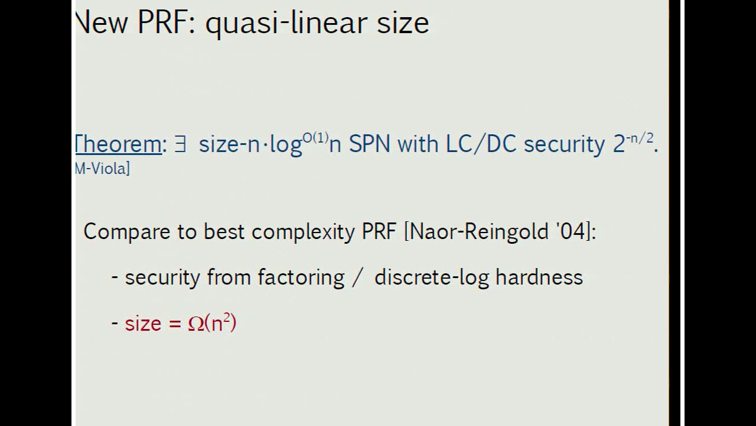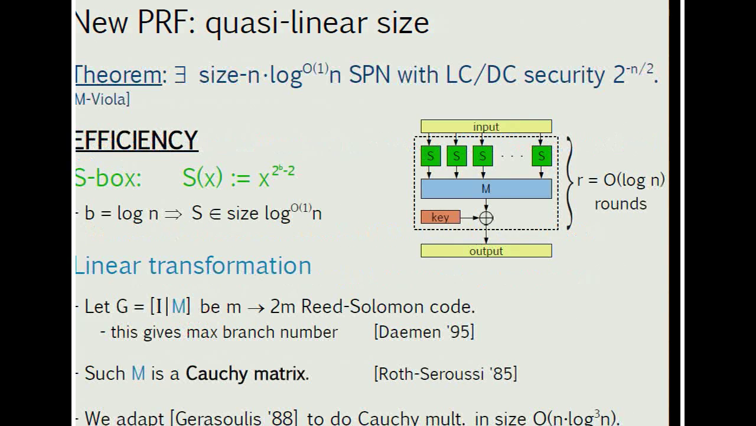The first candidate is computable by quasi-linear size circuits, so this is circuits of size n times polylog n. And we show that this has exponential security against linear and differential cryptanalysis. I want to compare this to the most efficient pseudorandom function based on complexity theoretic assumptions, which is the one of Naor and Reingold. They prove security by reduction to the hardness of factoring, which is stronger than what we prove, but the size of their circuits computing this function is at least quadratic because of the key length.